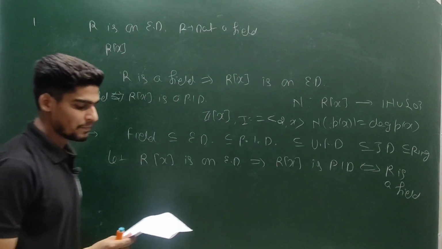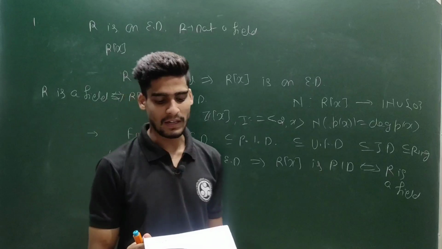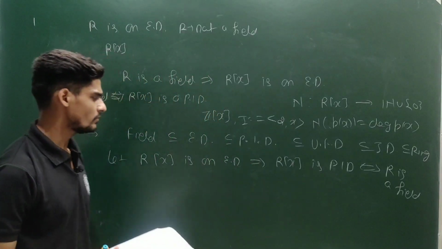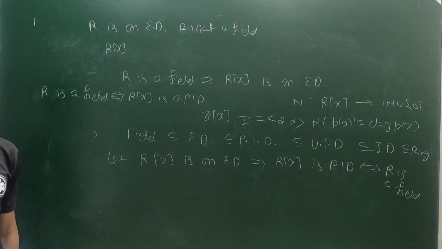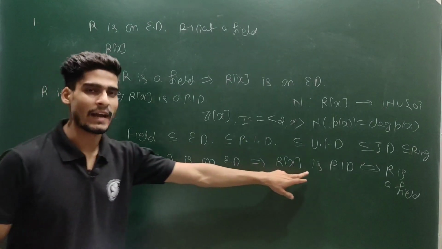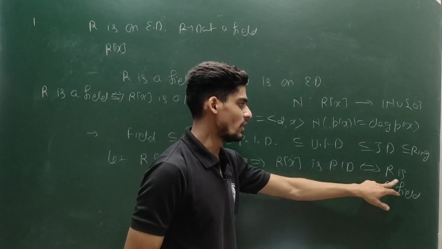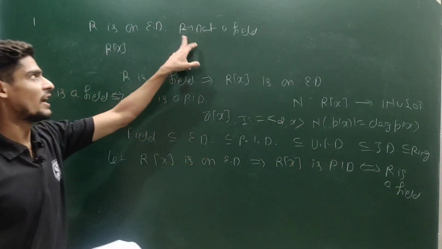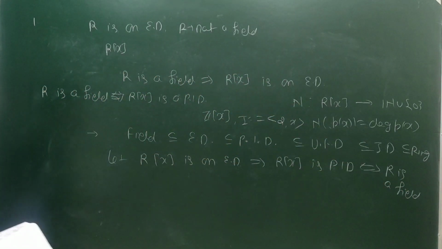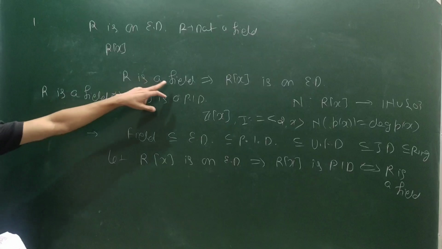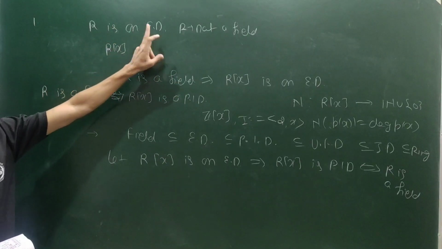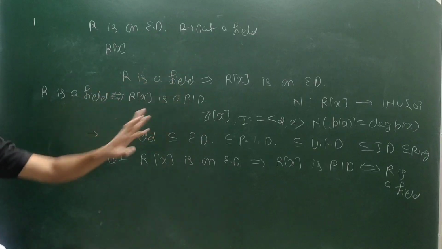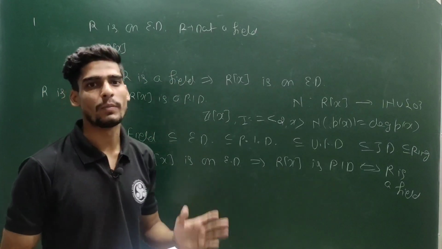Option B: a principal ideal domain but not a Euclidean domain. Can I say R[x] is a PID? Suppose R[x] is a PID, then again I get if and only if R is a field, but they have given that R is not a field. So option B is also false. So whenever R is a Euclidean domain but not a field, then R[x] is neither a Euclidean domain nor a PID.